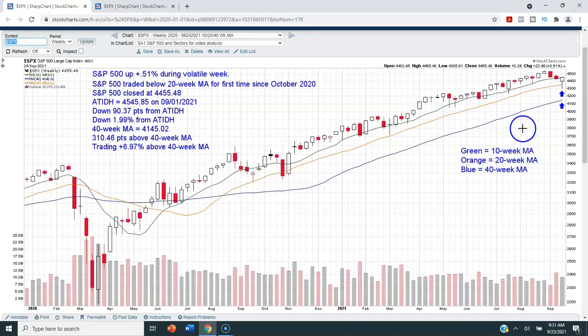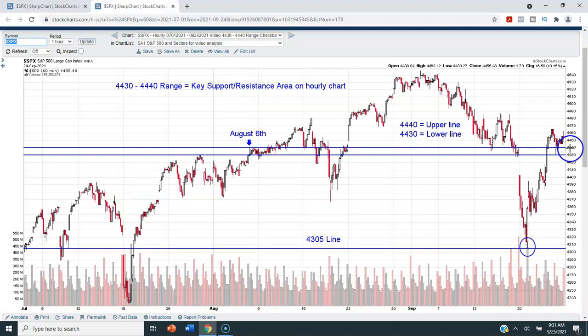Just to recap, if things get worse and we start to really roll over, then going down to this 40-week moving average, at some point we're going to pull back to the 40, right? It's what I call normal market action. At some point we're going to pull back to that 40-week moving average. But again, for now, as long as we stay above 4440, we're going to be in good shape.